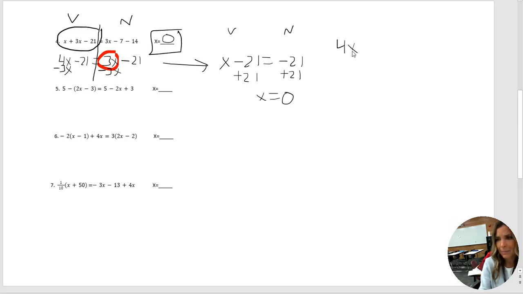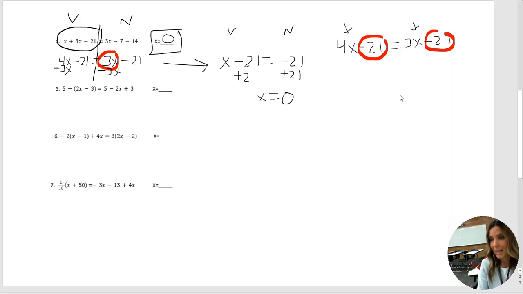And back up here, when you were at this step, I want you to recognize that on both sides, we have a constant of a negative 21. And so the only way that we can make this equation equal is if we plug 0 in for the x. Then we would have a negative 21 equals negative 21.